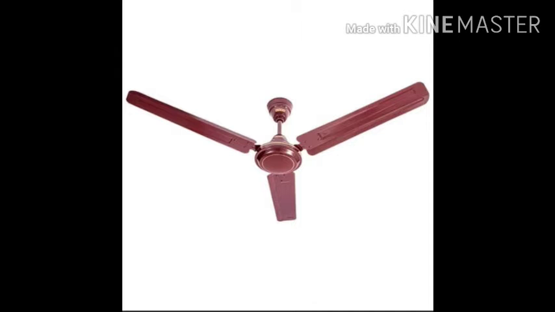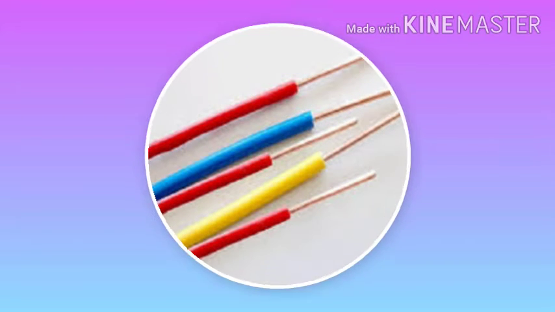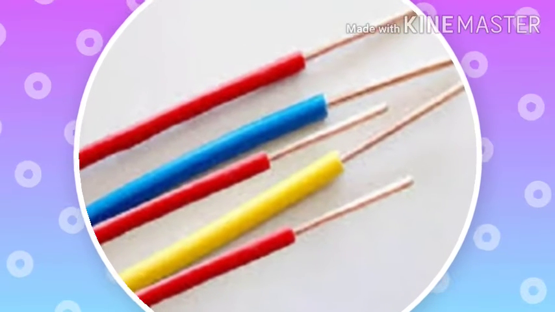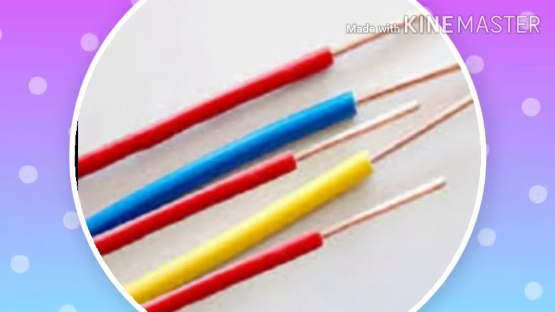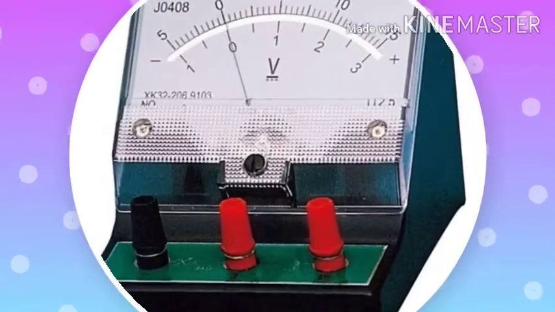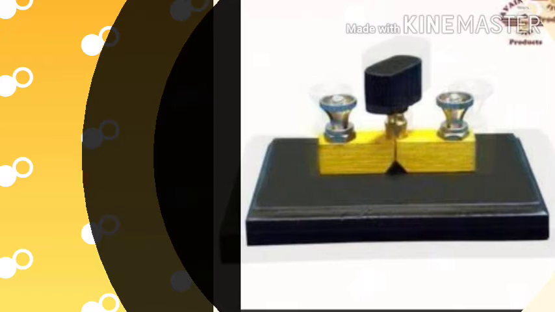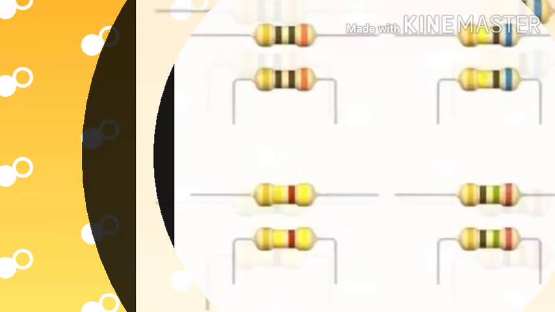Observe the figures. What do you observe in the following figures? Which effects of electric current do you find? Energy transfer in an electric circuit. Try this. Materials: connecting wires, electric cells, voltmeter, ammeter, plug key and resistance.